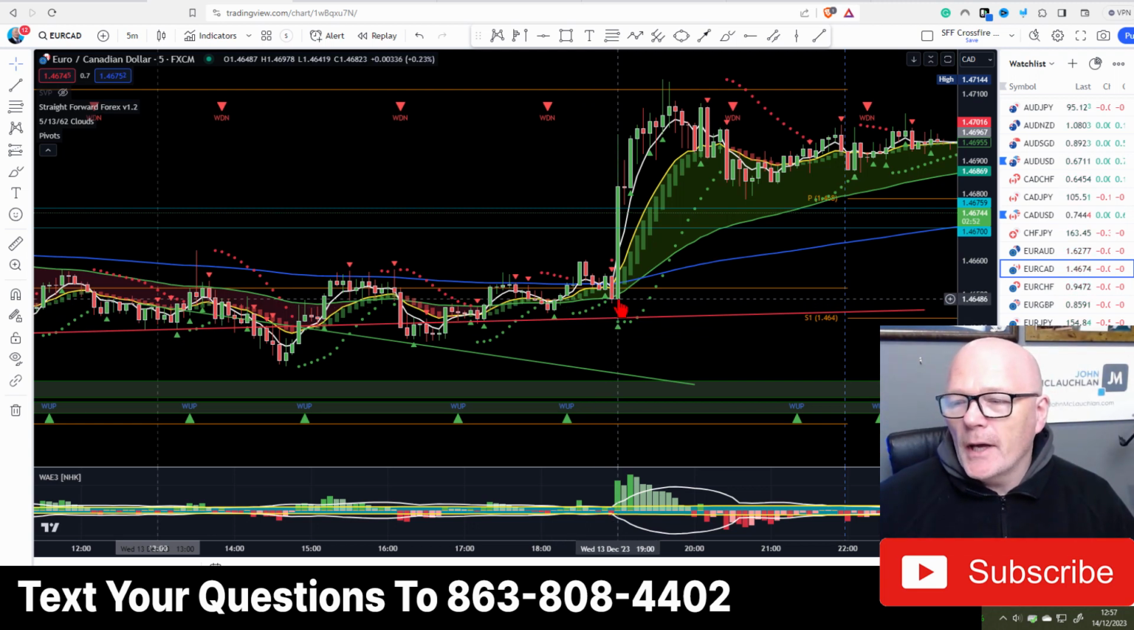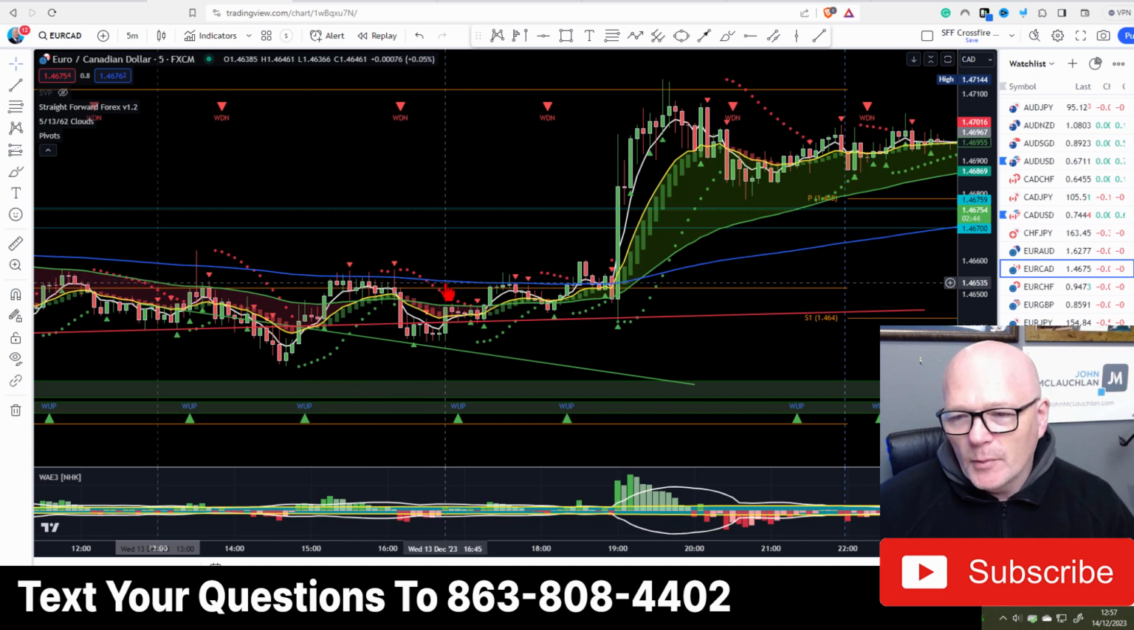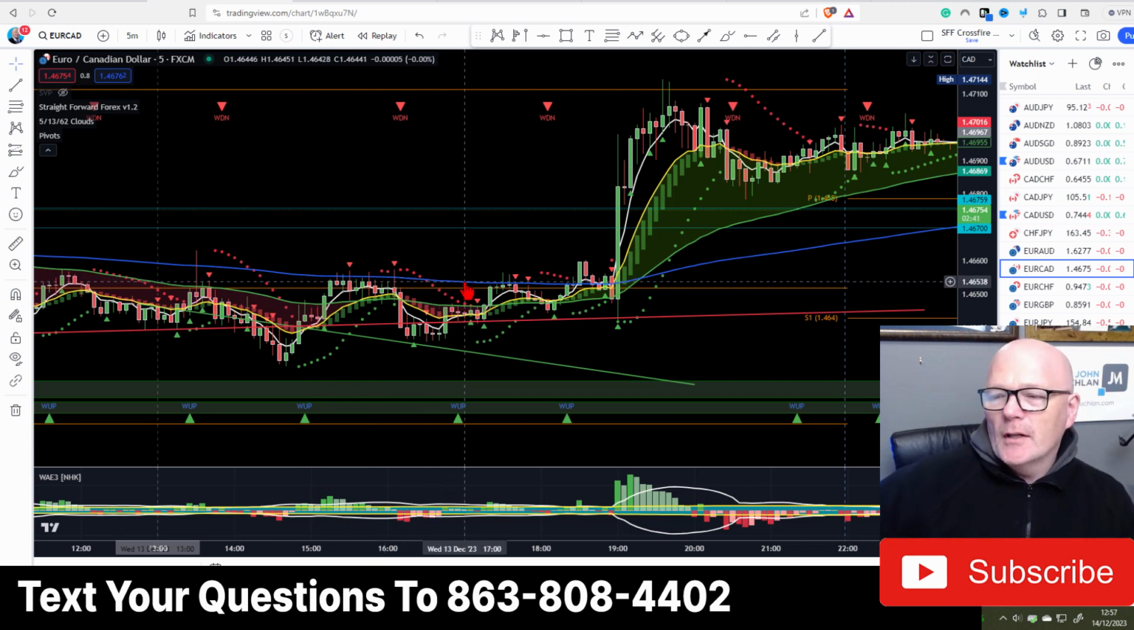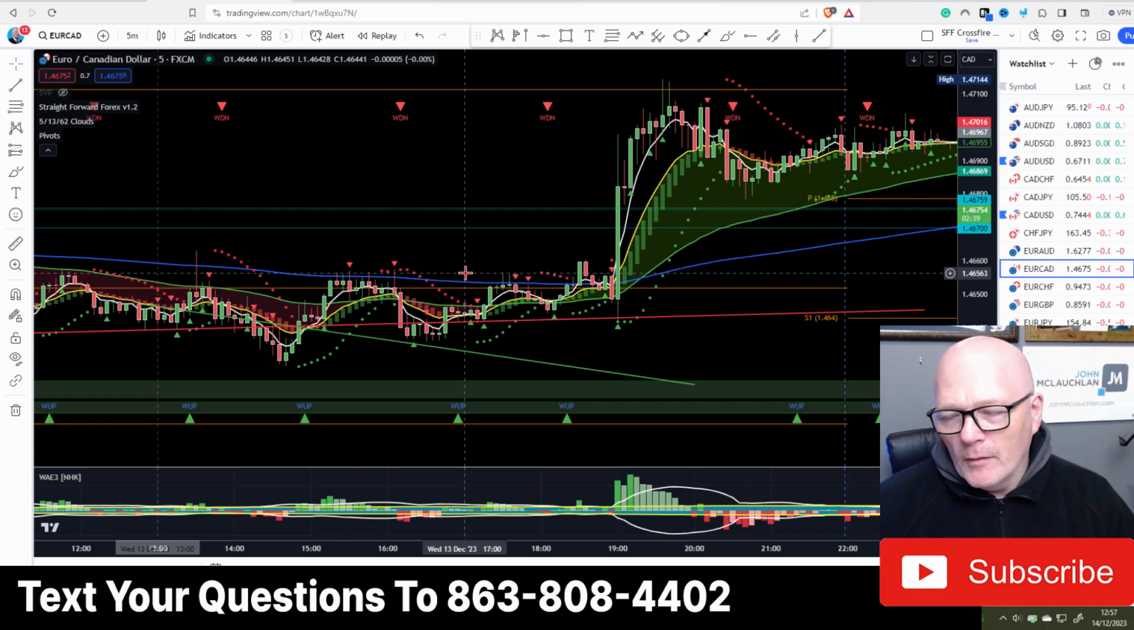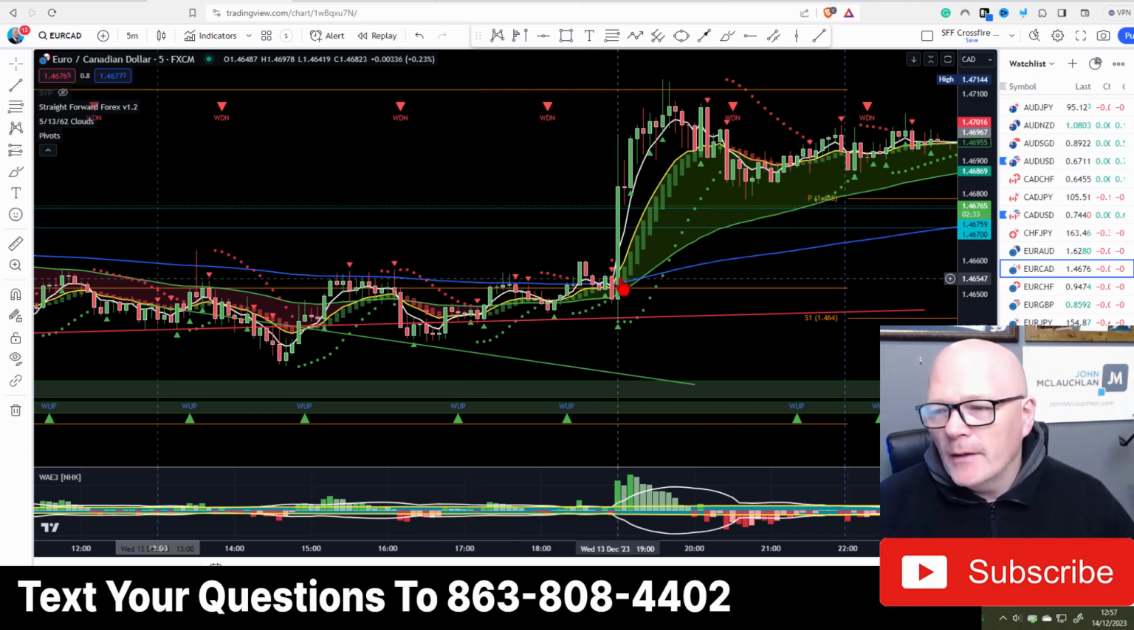At 7 o'clock UK time, the price went up, and I did say on the session that if we're going to be looking for buys, we want the price, see this blue line here is the 200 moving average, to go above and clear the 200 moving average before we get confirmation that the price wants to go up. And that's what it did here.